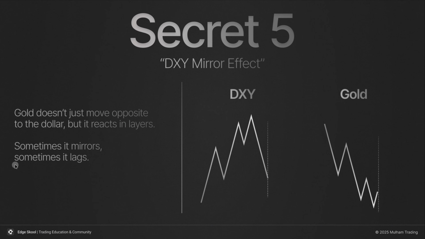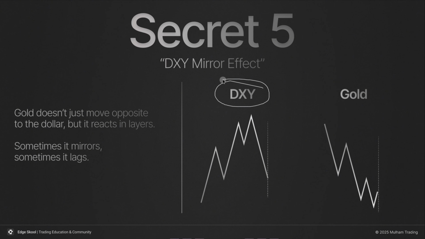We need to understand that there is a misconception that gold just trades the opposite of the DXY. It's partly correct, but it's not fully correct. Gold does not just move opposite to the dollar, but it reacts in layers. What does that mean? Sometimes it mirrors, which means that it just does the opposite, but sometimes it lags, and we can take advantage of that lag.